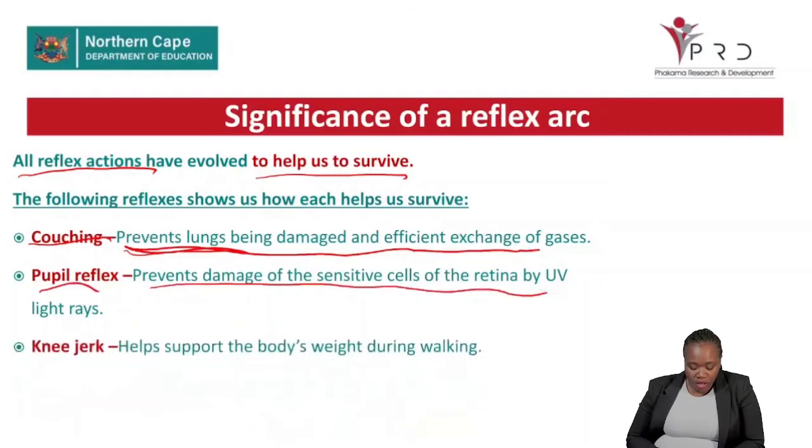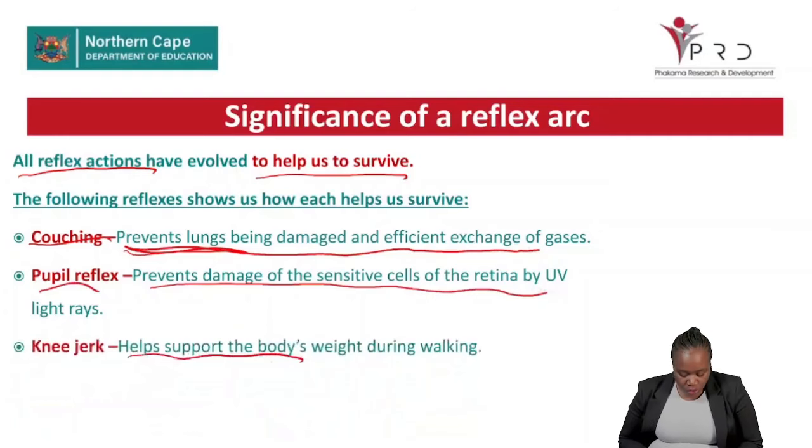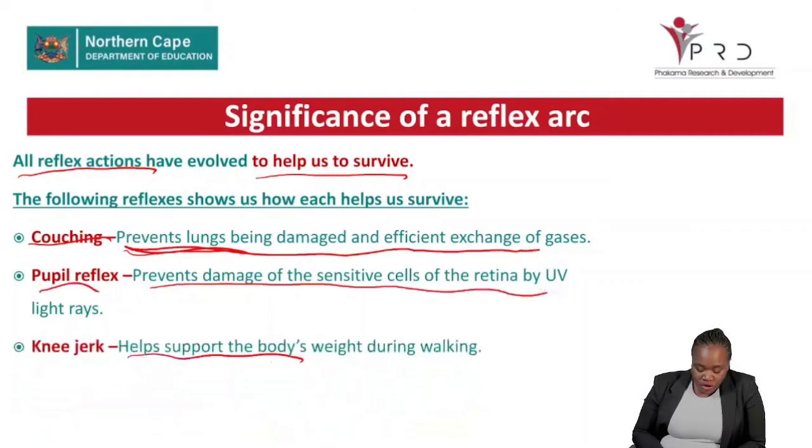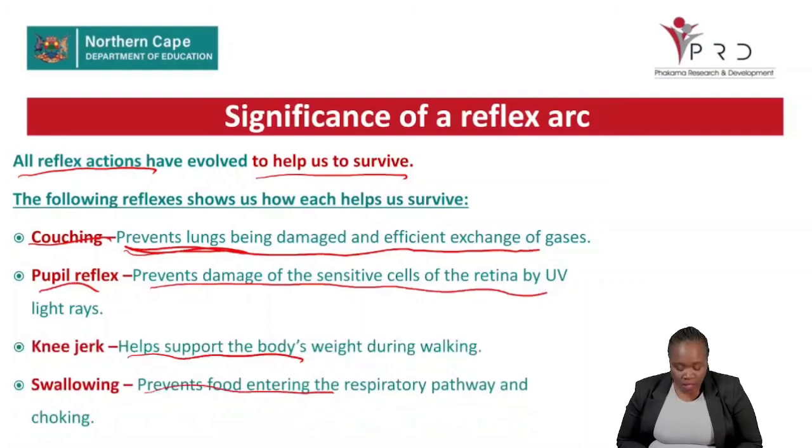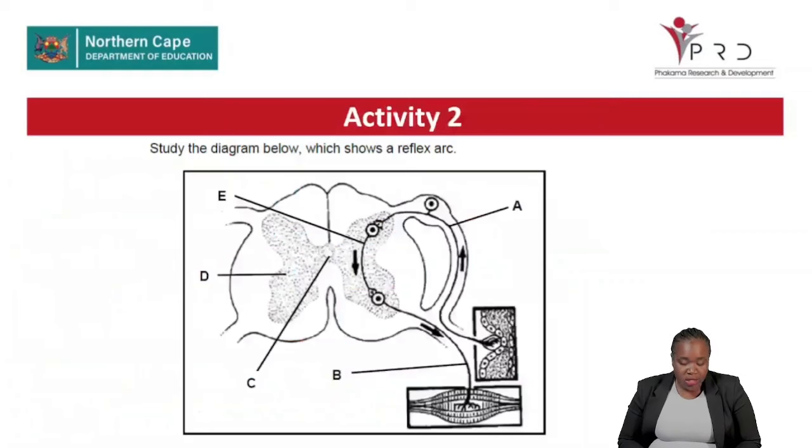And then we have a knee jerk. The knee jerk is what helps support the body weight during walking. So when walking, we are experiencing some knee jerks, which are reflex actions as well, right? And then we have swallowing. The swallowing process prevents food from entering the respiratory pathway, and it also prevents choking.